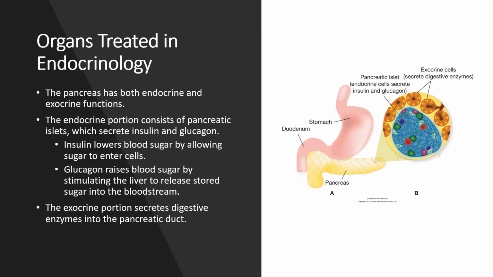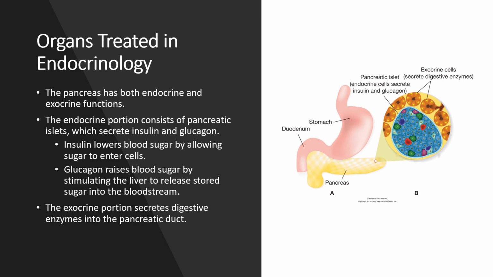The pancreas functions as both an endocrine and an exocrine organ. The endocrine portion consists of pancreatic islets, which secrete insulin and glucagon. Insulin lowers blood sugar by allowing sugar to enter cells, whereas glucagon raises blood sugar by stimulating the liver to release stored sugar into the bloodstream. The exocrine portion secretes digestive enzymes into the pancreatic duct, which we learned about earlier when we studied the digestive system.